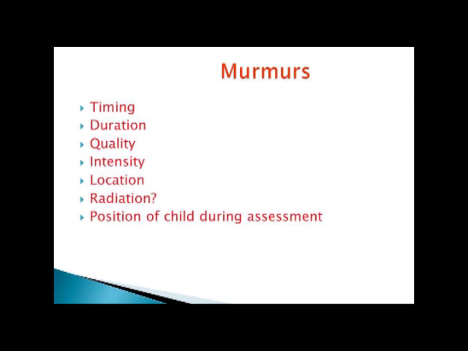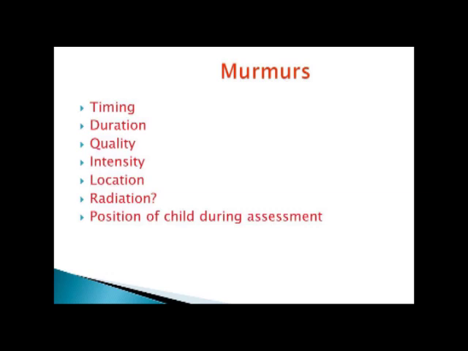If someone at advanced practice finds a murmur, they might ask, like we talked about, what's the timing of it, how long does it last, how intense or what's the quality of it, the location, and what was the position of the child. And to classify a murmur, remember that murmurs are classified 1 through 6, and they use Roman numerals.